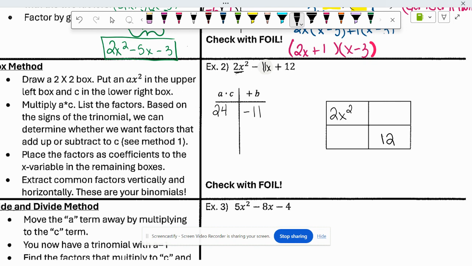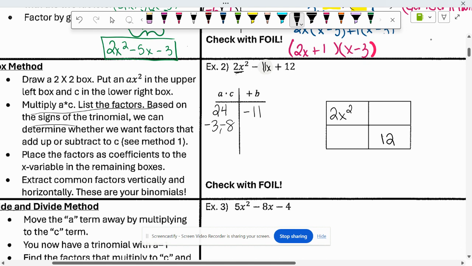Everything. When I have a positive product and a negative sum, it means both my factors are what? Negative. So I'm looking for two negative numbers. So what are two numbers that multiply to 24? Negative 3 and negative 8. So it says multiply, list your factors.